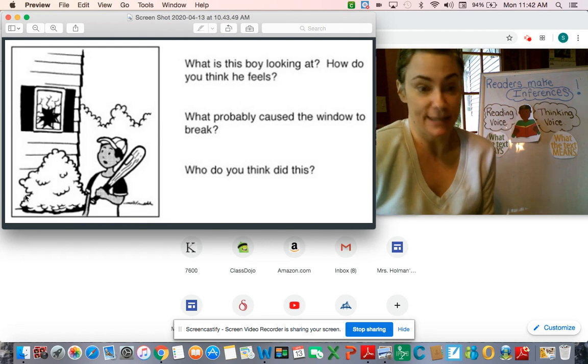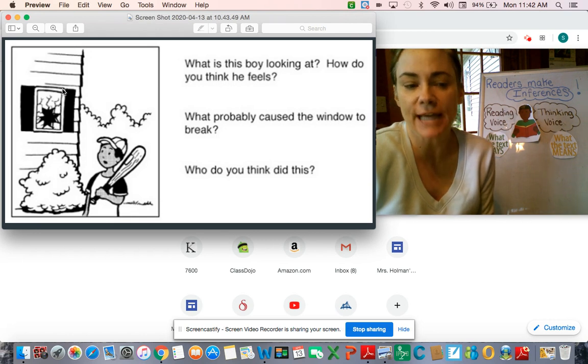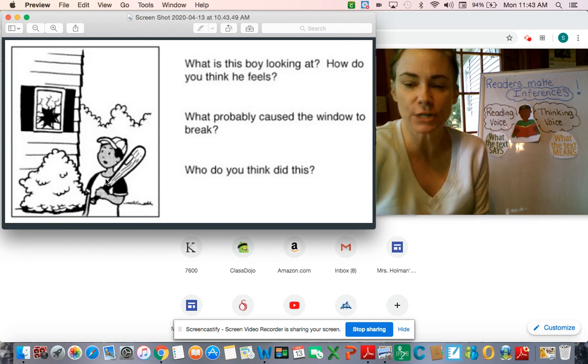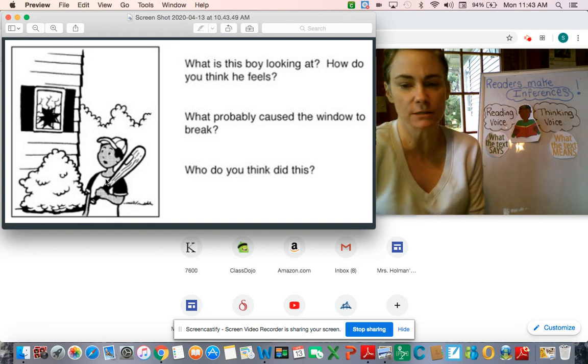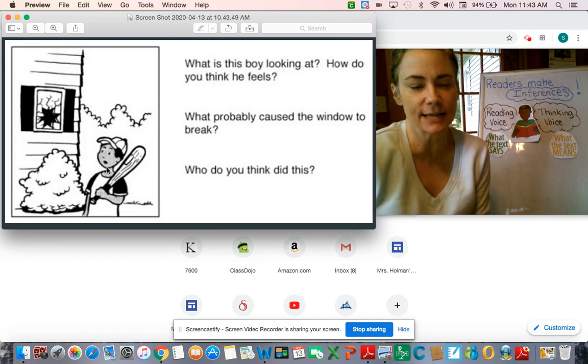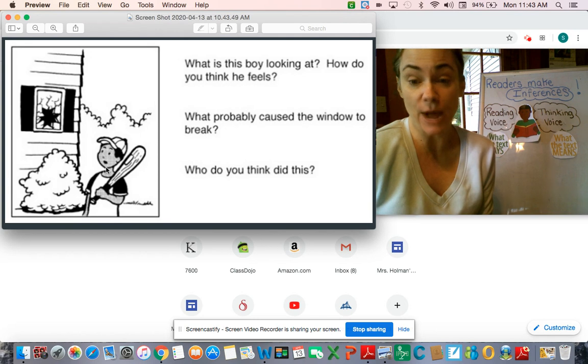So I think I pretty much know. I'm using my thinking voice to look at this broken window. I think the boy is looking at this broken window. Let's use our thinking voice to think about, how do you think the boy feels? Well, I'm going to look at the boy's face to try to see how he feels. And I notice that his eyes are wide open and his mouth is wide open. I think he's feeling maybe shocked. He's very surprised.